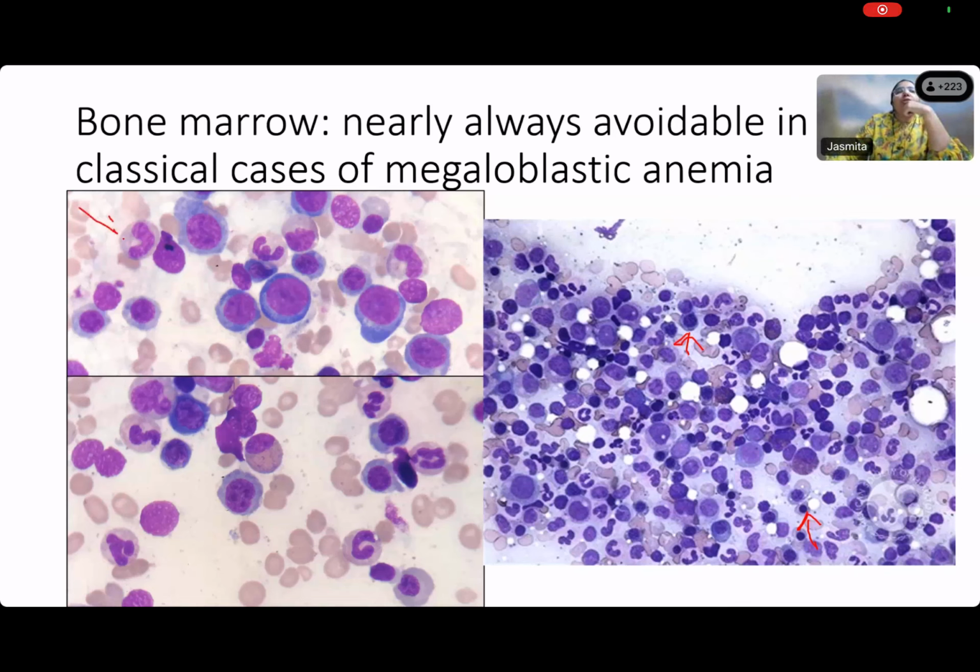In addition to that, there is an important change to observe. That is the presence of these giant stab forms, giant neutrophils, and a few giant metamyelocytes as well. So the myeloid series also shows these changes.